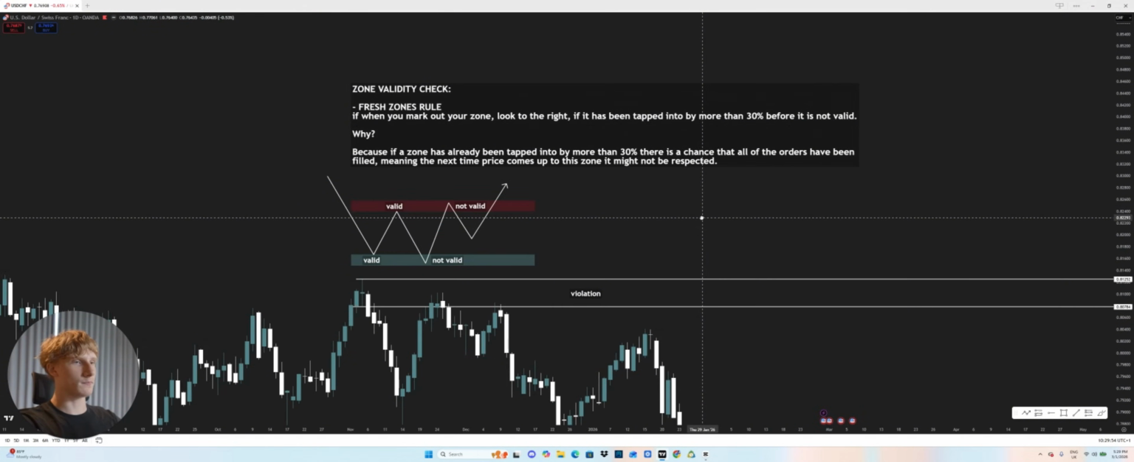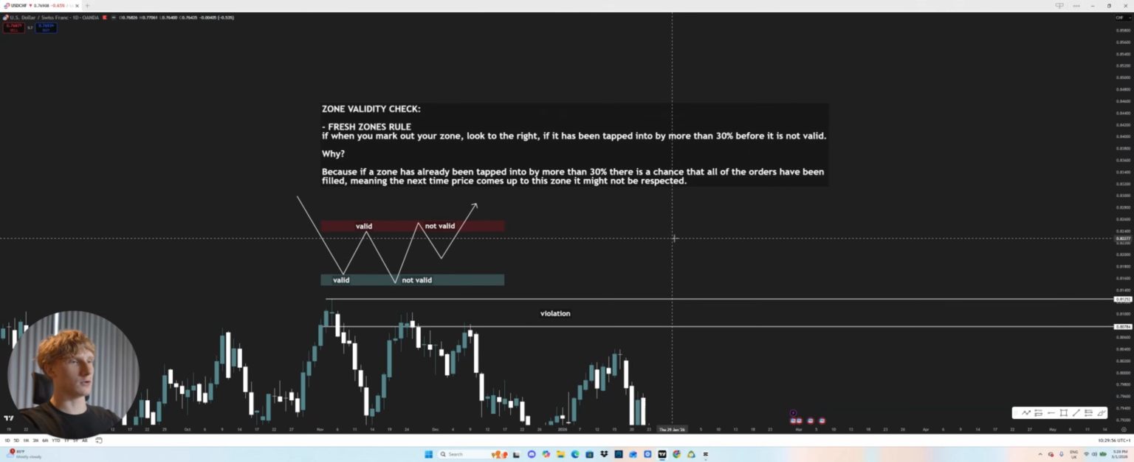Okay, now before we go any further, we need to go over some rules. There are some rules and parameters in place to make sure that you are trading the highest quality zones. We have a few different rules in order to check that our zones are actually valid. So the first one that we need to talk about is whether a zone is still fresh or not. So what does this mean?